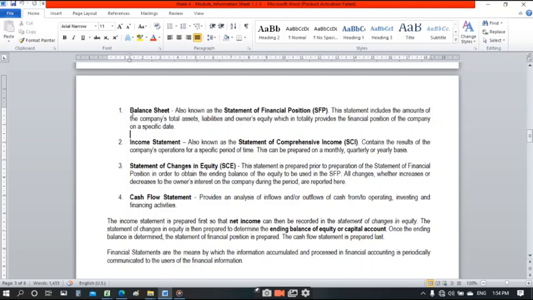Sa balance sheet, it is also known as the statement of financial position or the SFP. This statement includes the amounts of the company's total assets, liabilities, and owner's equity, which in totality provides the financial position of the company on a specific date. So remember, in the trial balance, all of the accounts are included there, arranged starting from assets, liabilities, owner's equity.